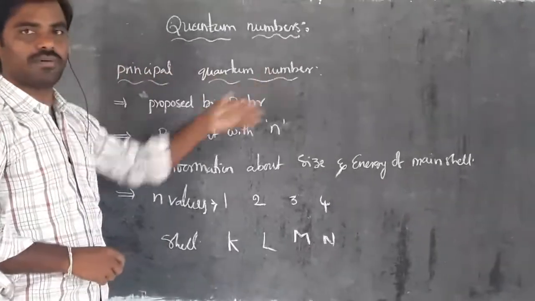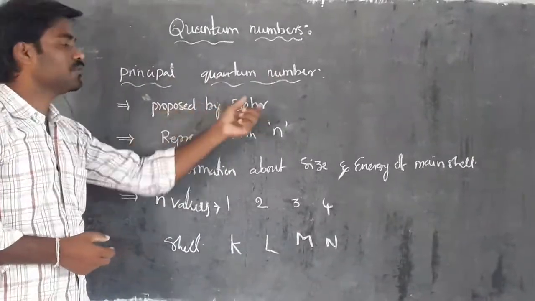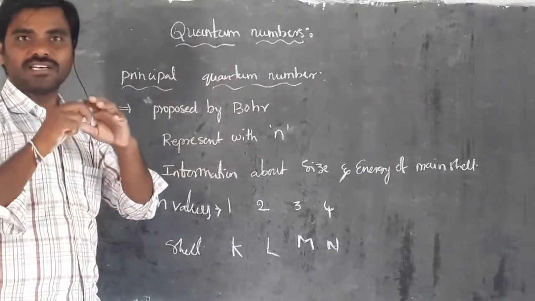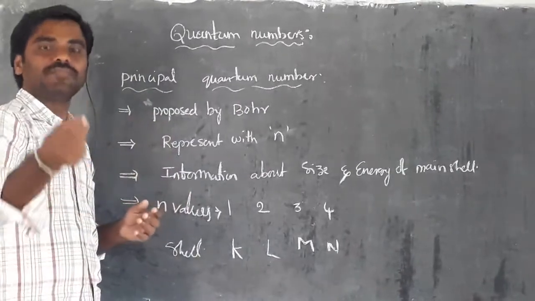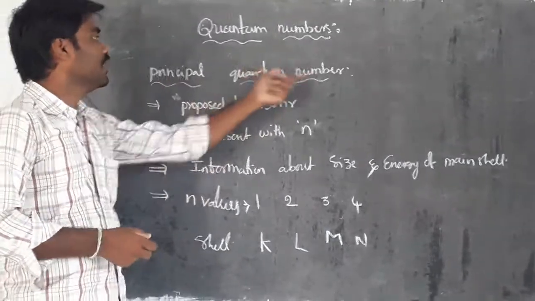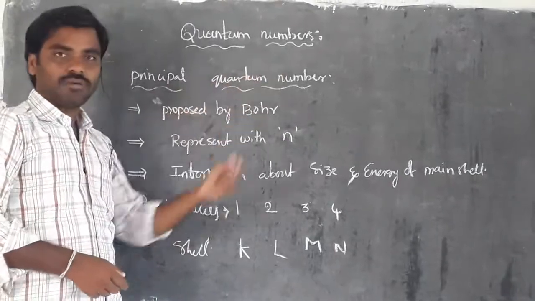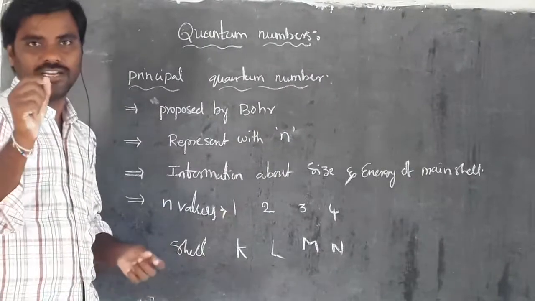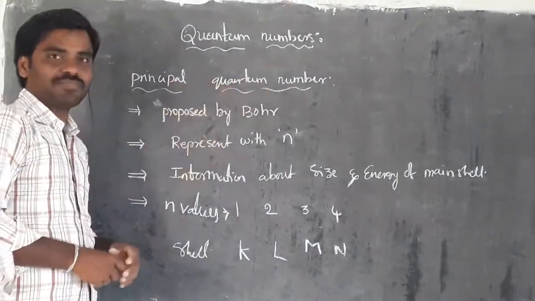Here, the principal quantum number. What is the information in the principal quantum number? It was first proposed by Bohr, as we already discussed. The quantum theory was designed by a group of scientists, and one of the participants was Bohr. He gave the information about the principal quantum number, which is generally represented by small n.